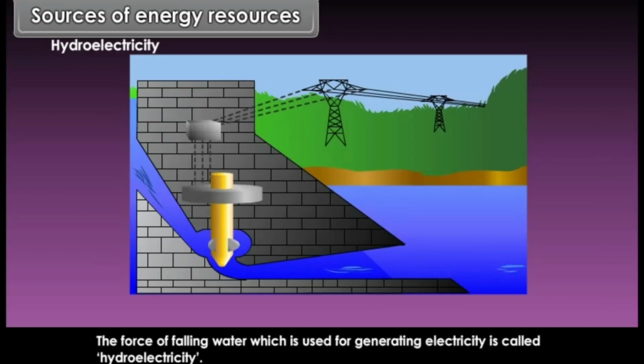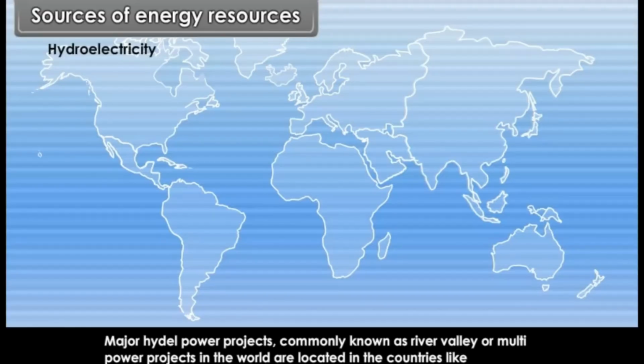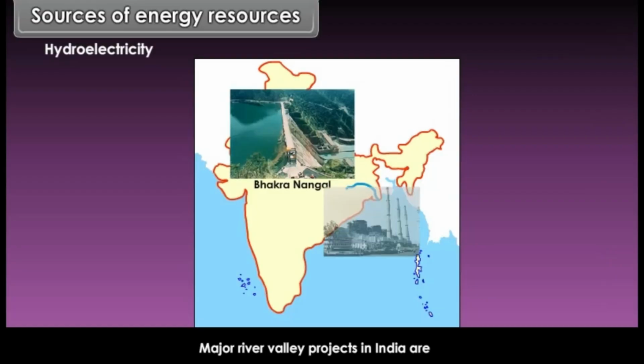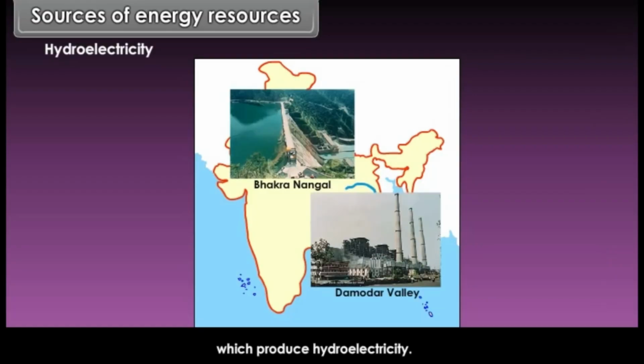The force of falling water, which is used for generating electricity, is called hydroelectricity. Major hydel power projects, commonly known as river valley or multipurpose projects in the world, are located in countries like Sweden, Norway, Switzerland, Canada and the USA. Major river valley projects in India are Bhakra Nangal and Damodar Valley Corporation, which produce hydroelectricity.